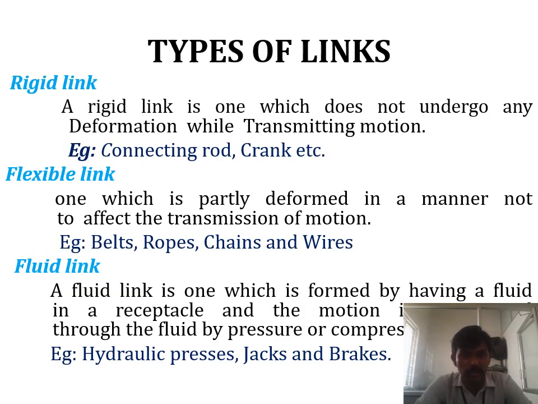Next is types of link. First, the rigid link. A rigid link does not undergo any deformation. Examples are the connecting rod and crank. These are examples of rigid links. Then the flexible link. A flexible link is partially deformed: if any force acts on the link, the body will partially deform. Examples are belt, rope, chain and wires.